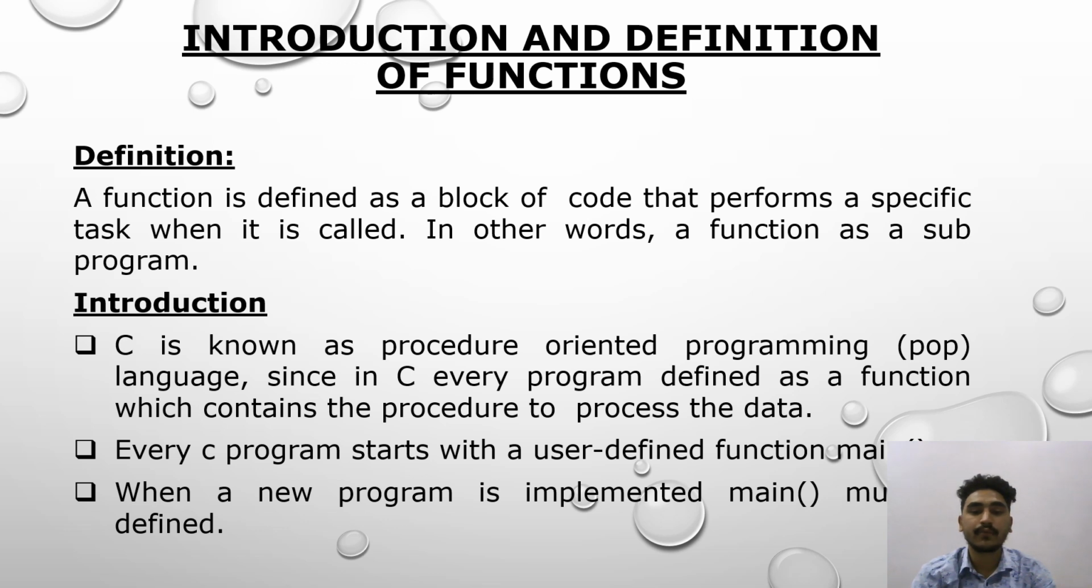C is known as a procedure-oriented programming language. Since in C every program is defined as a function which contains the procedure to process the data. Every C program starts with a user-defined function, the main function. When a new program is implemented, main must be the user-defined function.